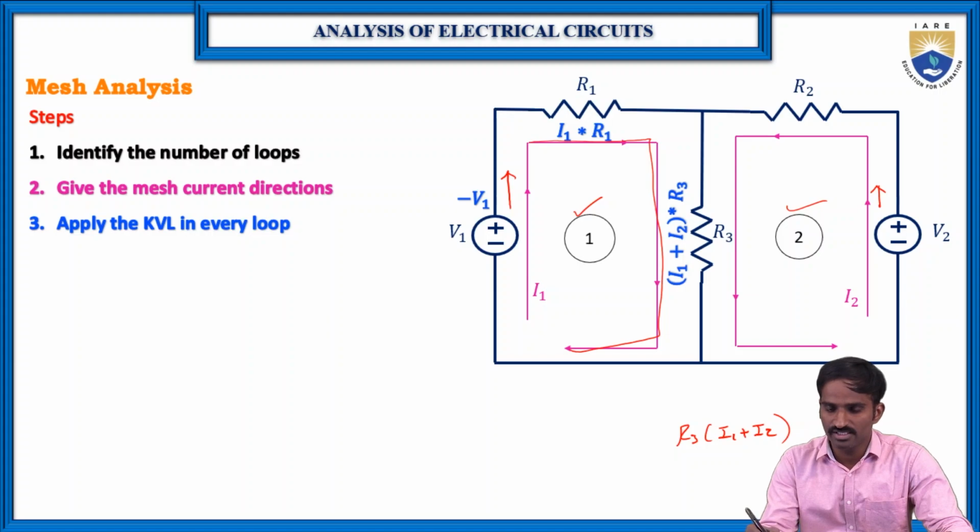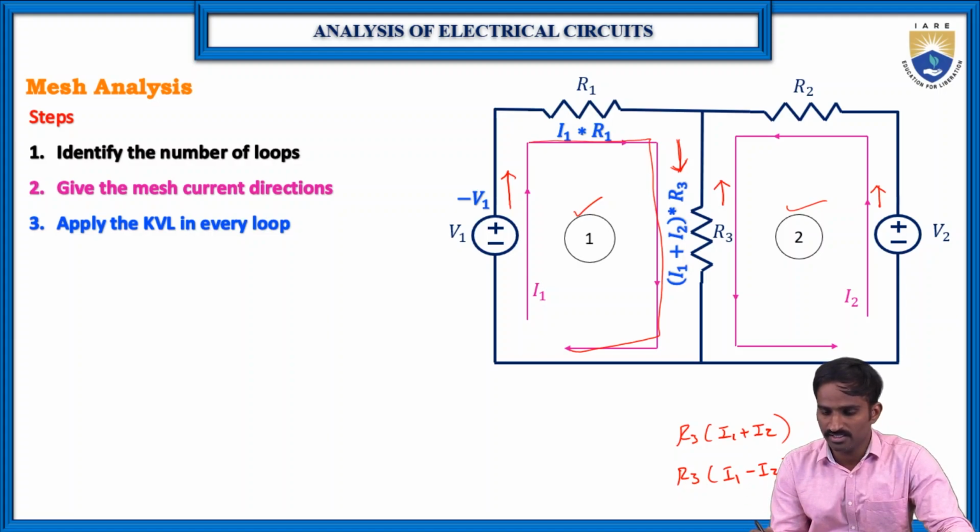But suppose the current I2 is in the opposite direction, then it is R3 into I1 minus I2, because I1 is in this direction and I2 is in the opposite direction. Why not I2 minus I1? Because we are writing this equation with respect to the loop current I1, so our reference current direction is this one. But I2 is flowing in the reverse direction of our reference current direction I1. So that's why I1 minus I2.